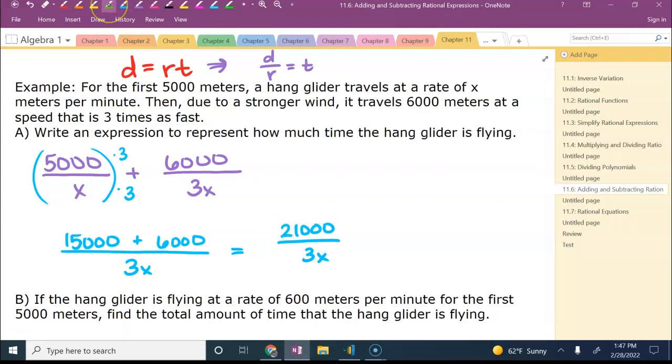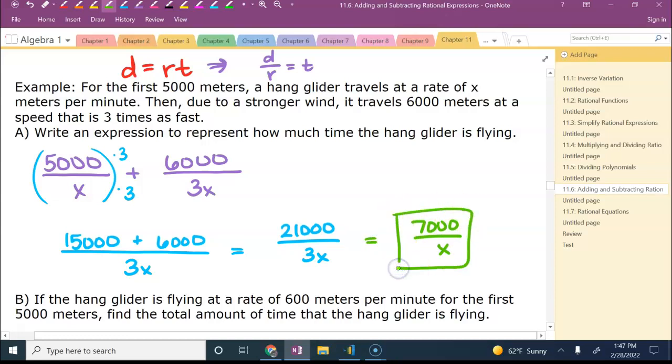And we can simplify this just a little bit because 3 can go into 21 7 times. So this could actually break down to 7,000 over x. So this would be the equation that represents the two different speeds for those two different distances that we saw. Now there's a follow-up question here.